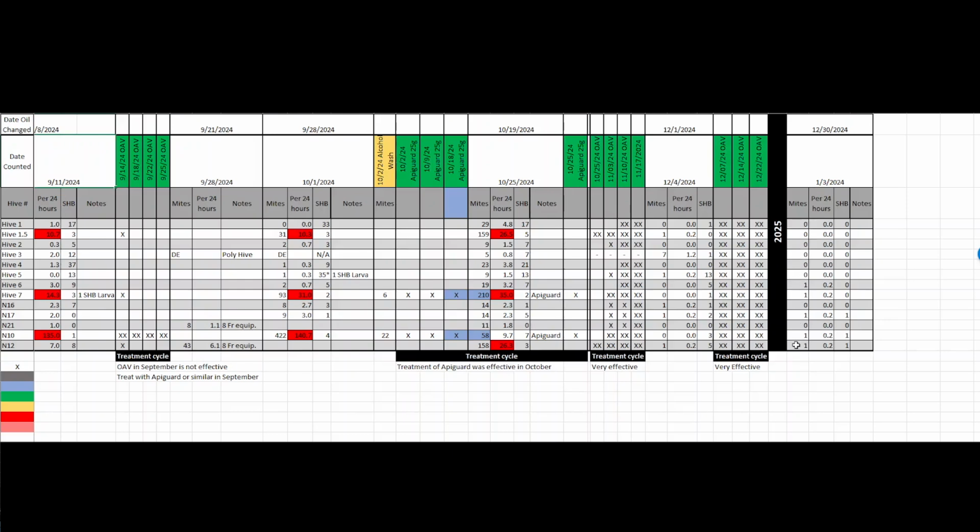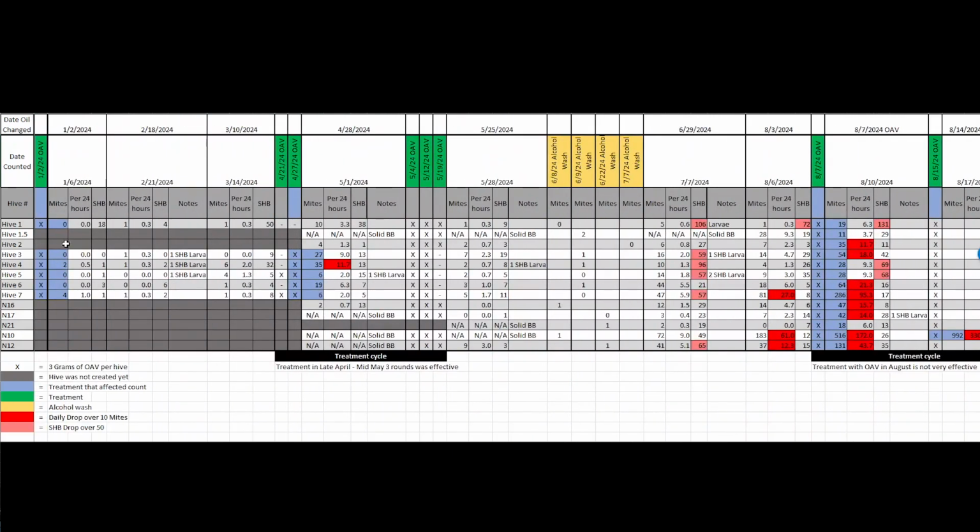So again, these were 1s total, but per 24 hours, 0.2. So that's pretty much where we want to be this time of year. You want them as clean as possible, and then you kind of start the cycle all over again. So it looks like we didn't have to treat until April. This was the end of April, and it was effective. So April through May, that will help us get our numbers down.